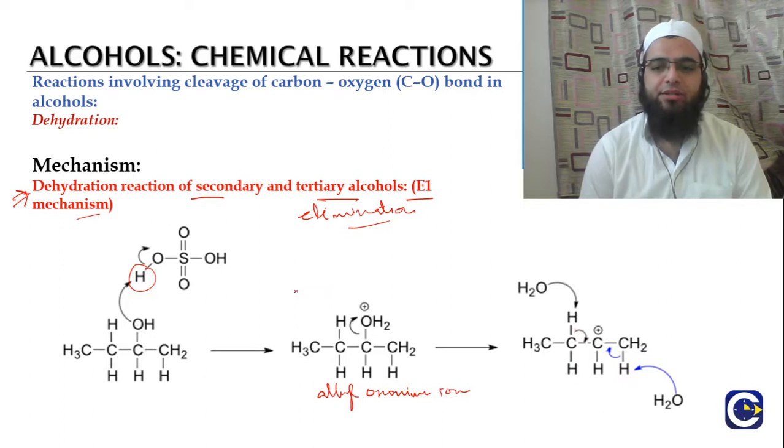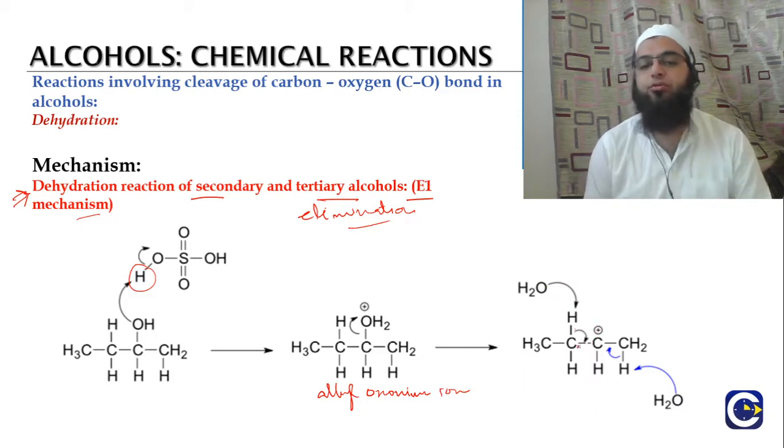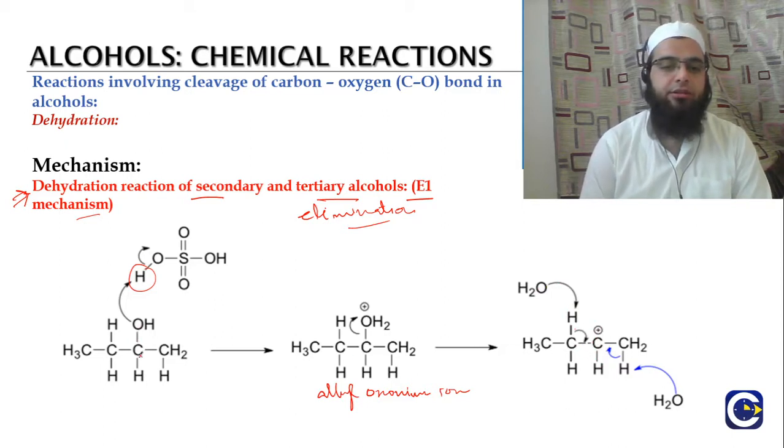Now what happens in this next step? This is water. The water abstracts the proton to neutralize the charge on the carbon. The water molecule in the reaction system abstracts the proton from the beta hydrogen. This carbon is the alpha carbon because it is directly attached to the hydroxyl group, and the next carbon to this carbon is beta. This is beta carbon, and this is also beta carbon.